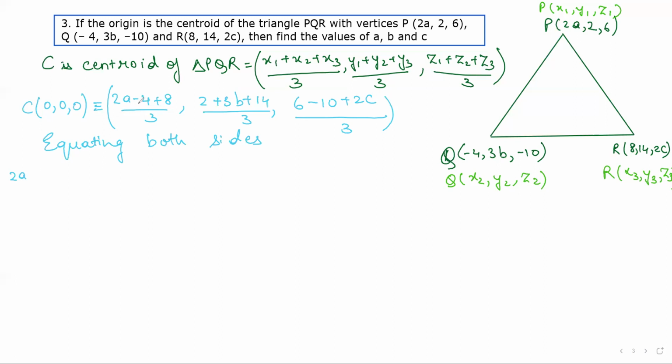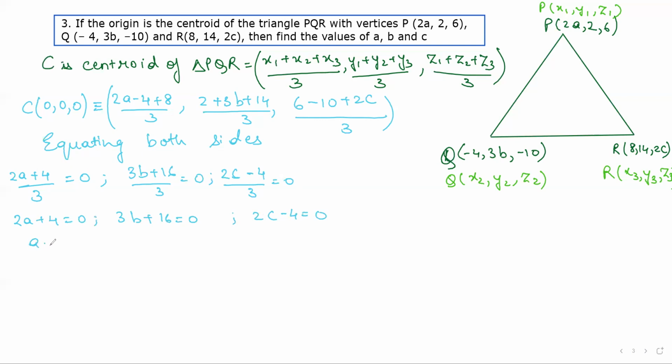We have 2a minus 4 plus 8, so (2a plus 4) upon 3 will be equal to 0. For the second, 14 plus 2 is 16, so (3b plus 16) upon 3 is equal to 0. And (2c minus 4) upon 3 is equal to 0. So the 3 in each denominator goes to the right-hand side and merges with 0, since 3 into 0 is 0. You have 2a plus 4 equals 0, 3b plus 16 equals 0, and 2c minus 4 equals 0.